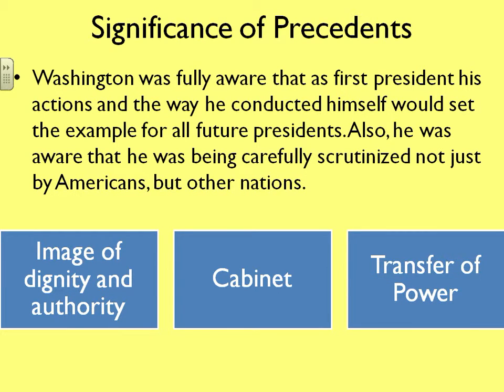And transfer of power. He quit after 8 years. He did 2 terms and said, that's it. He could have served the rest of his life, but he wanted to show that the president should not be staying for president forever. So he let somebody else run. It would be John Adams.